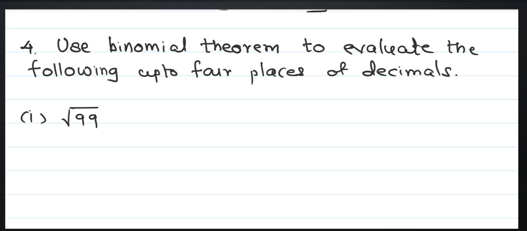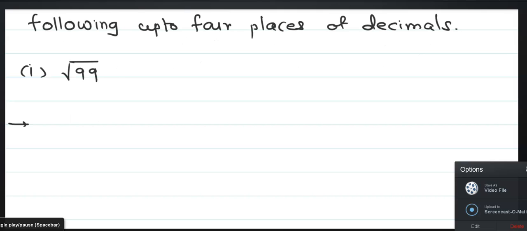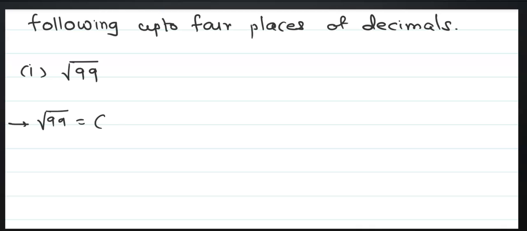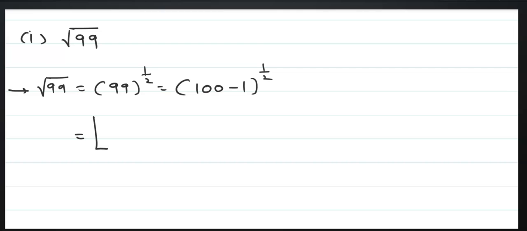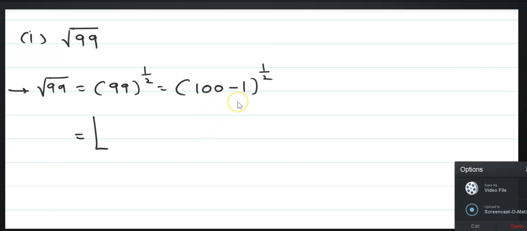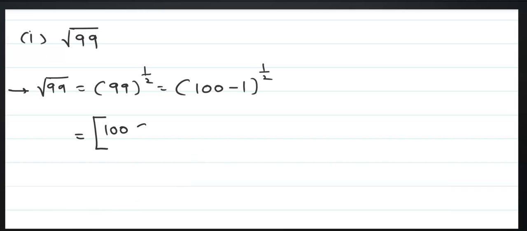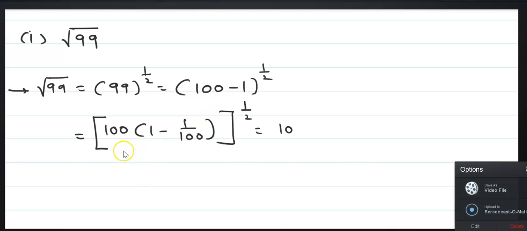What we have learned, the root of 99. This is the example. The root of 99 is close to 100, and it is written as 99 raised to 1 upon 2, which equals 100 minus 1 in bracket raised to 1 upon 2. Now we will take 100 as common, and then in bracket you will get 100 in bracket 1 minus 1 upon 100 bracket raised to 1 upon 2. That is, the square root of 100 is 10, in bracket 1 minus 1 upon 100 bracket raised to 1 upon 2.